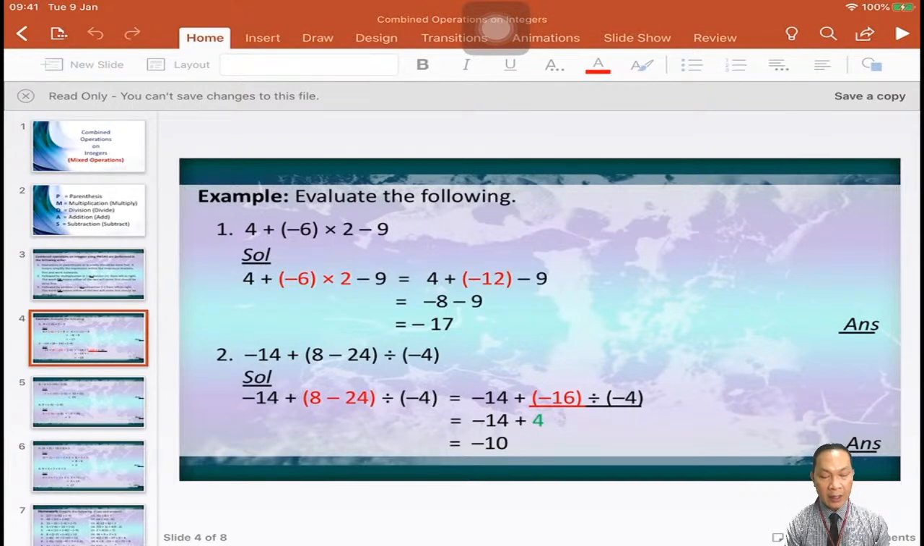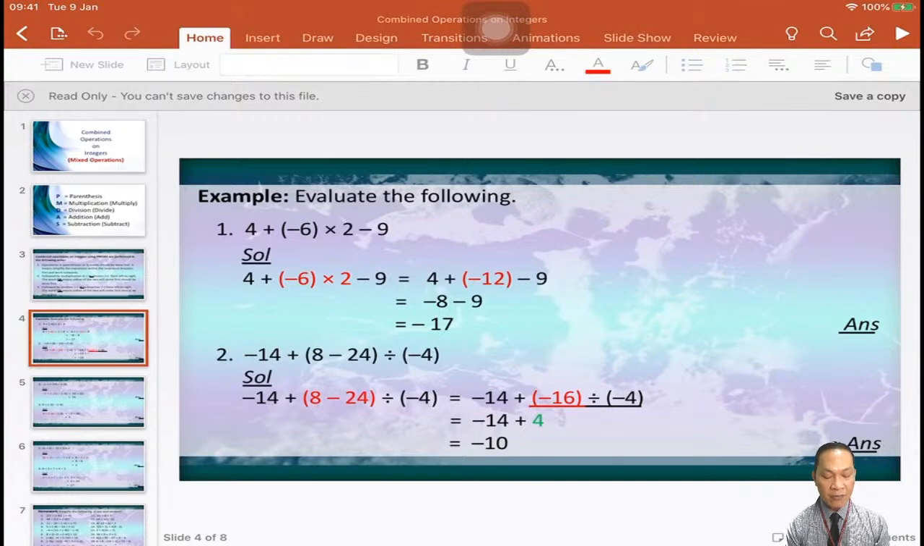So the red color means you have to perform those operations first and then do the rest from left to right. The operations involved for this example are addition, multiplication, and subtraction. So first, using the rule, we have to multiply before adding or subtracting. So negative 6 times 2 is negative 12.